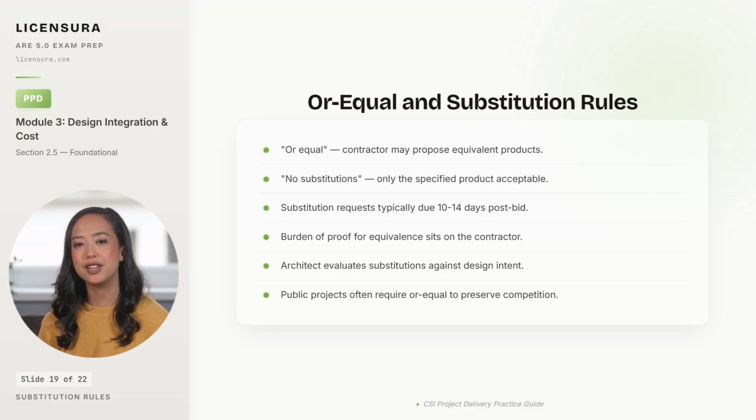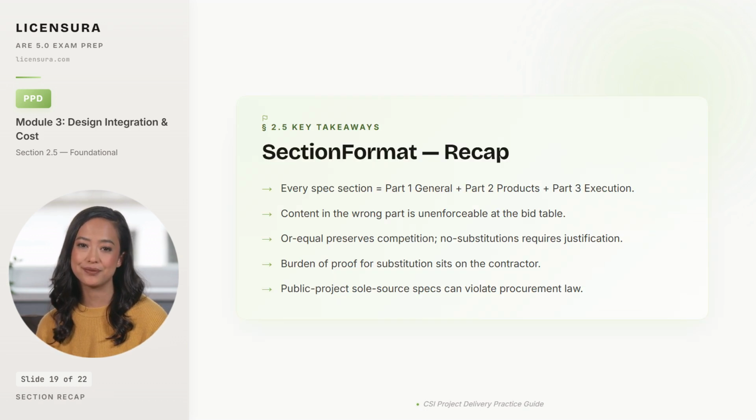And public projects often require or equal language by statute to preserve competition, which is why a no substitution spec on a public project can violate procurement law and expose the firm to a losing bidder lawsuit. Walk away with these 4 takeaways, and your spec format and substitution questions resolve cleanly. 4 takeaways on section format and substitution clauses.